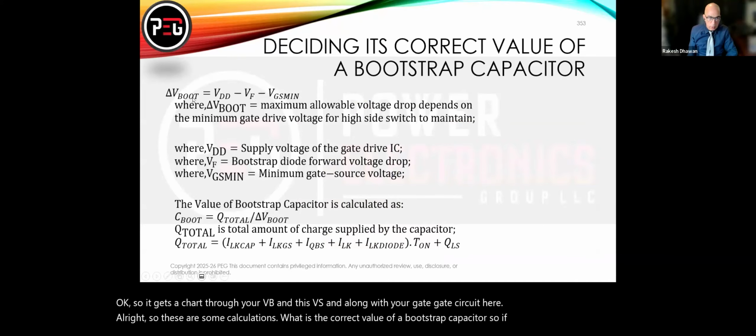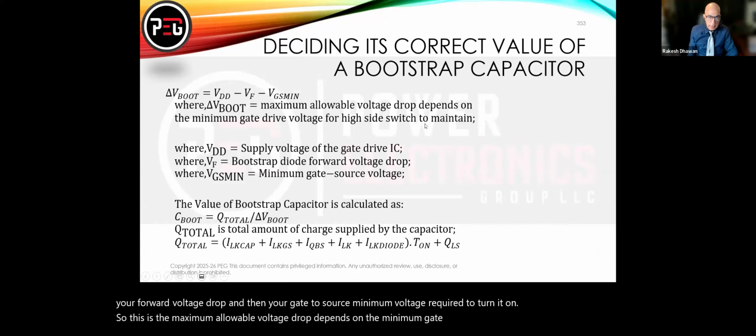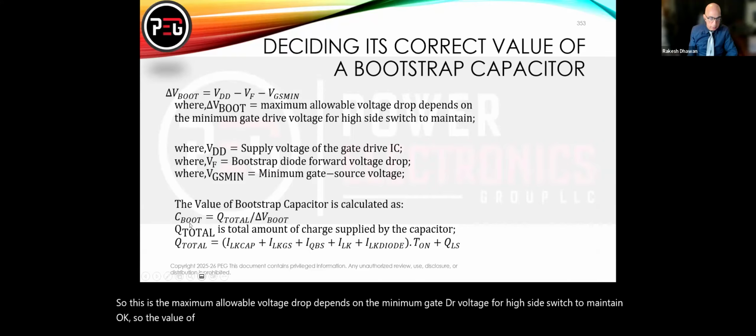So if you look at what is the boot delta we need, it is given by the VDD, which is your supply voltage, not the DC bus voltage, but your control voltage, then your forward voltage drop, and then your gate to source minimum voltage required to turn it on. So this is the maximum allowable voltage drop, which depends on the minimum gate drive voltage for the high side switch to maintain. Okay, so the value of the bootstrap capacitor is calculated using the total charge we need to inject into the gate divided by this delta V boot.